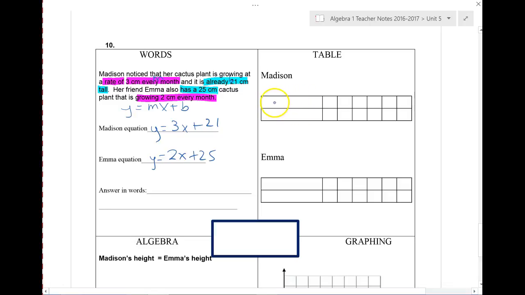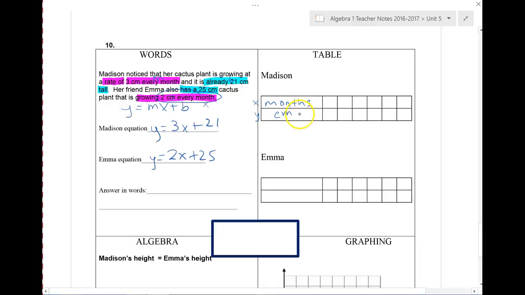So now what we need to do is figure out where their plants will be the same. They both have a cactus plant, and we want to know when their cactus will be the same height. The first column, remember, is our x, and this is our y. To figure out what to put here to represent x, I go to the slope, and the word after every, per, or each tells us our x, so it's months. The one that's before is our y, and that's centimeters, or the height.